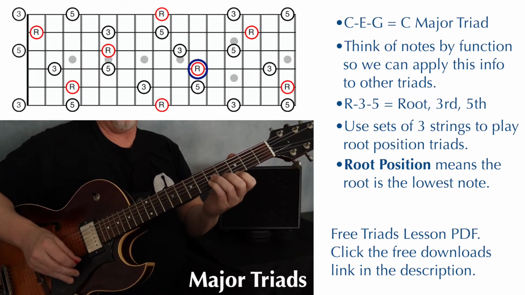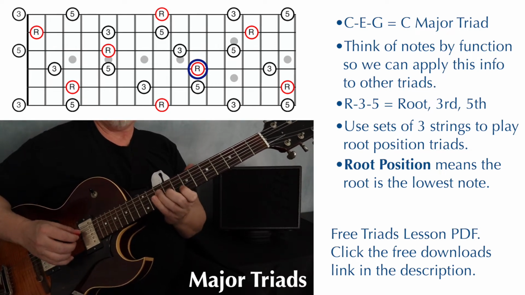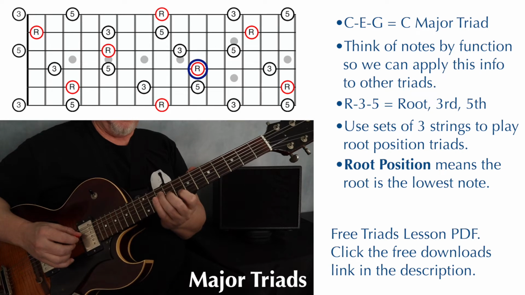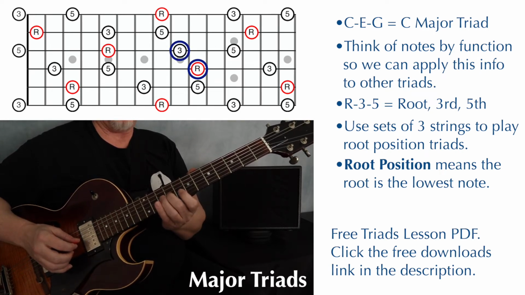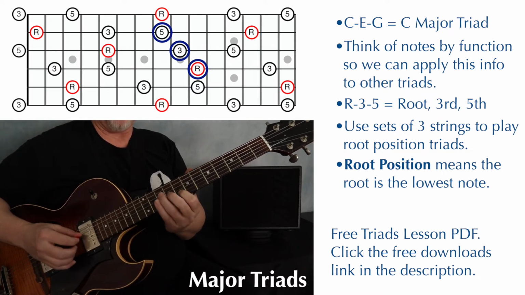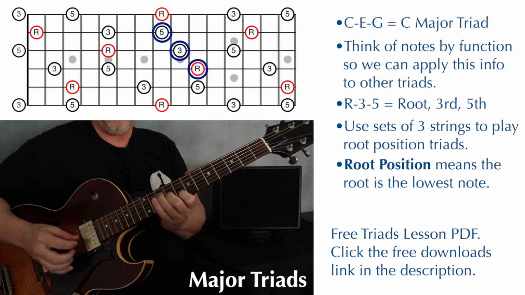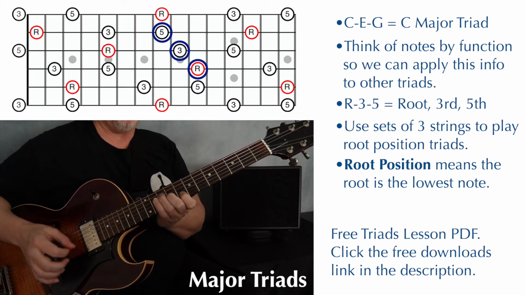And there's another root note on the 4th string. This time my major triad makes a diagonal line. The 3rd of the chord is on the 3rd string, 1 fret to the left, and the 5th of the chord is on the 2nd string, another fret to the left of that. So root, 3, 5, or C major triad in this case.